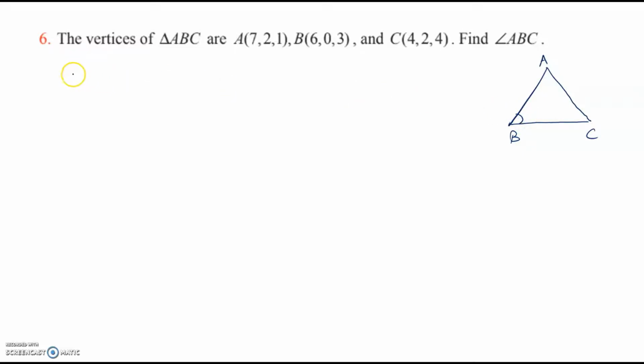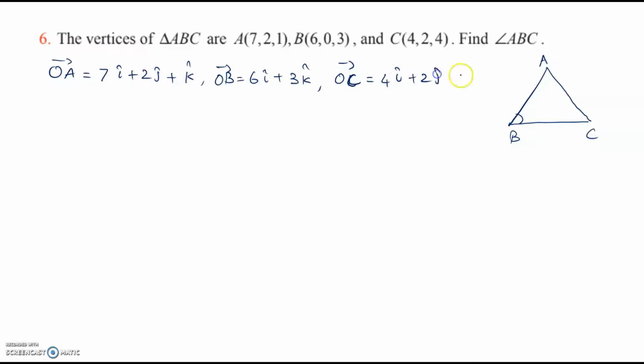So let's define our vectors. OA vector will be 7 i cap plus 2 j cap plus k cap, and vector OB will be equal to 6 i cap, j will be 0, so plus 3 k cap, and vector OC will be equal to 4 i cap plus 2 j cap plus 4 k cap. Next, we need to find the vector AB and the vector BC. Then we can find the angle between these two vectors.